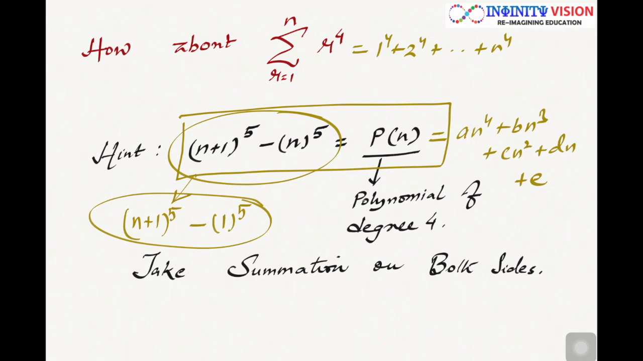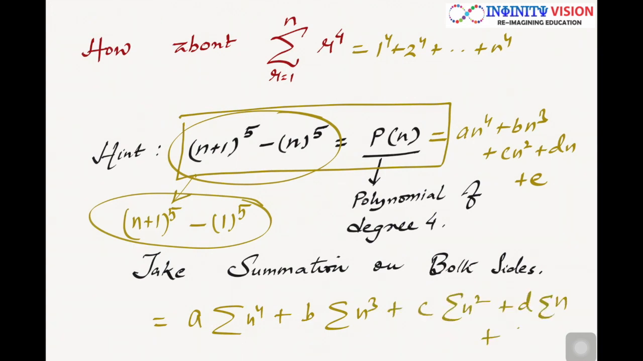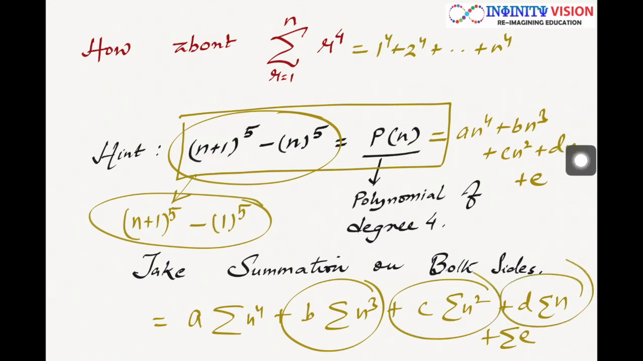We have just sorted out the left hand side, and we can apply summation on the right hand side. It will become a sigma n to the power 4 plus b sigma n cube plus c sigma n square plus d sigma n plus sigma e. Now if you know how to handle this, we have already calculated sigma n cube, sigma n square, sigma n, and we already know how to handle sigma constant. So the only thing we are left with is a into sigma n to the power 4.